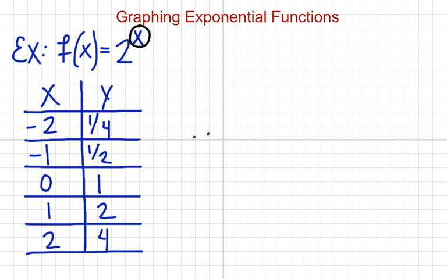When x is 0, y is 1. When x is 1, y is 2. When x is 2, y is 4. So we've plotted our 5 values.